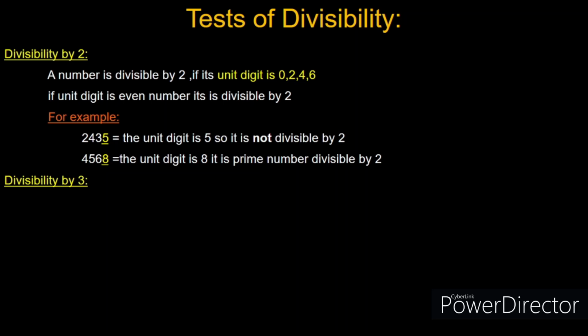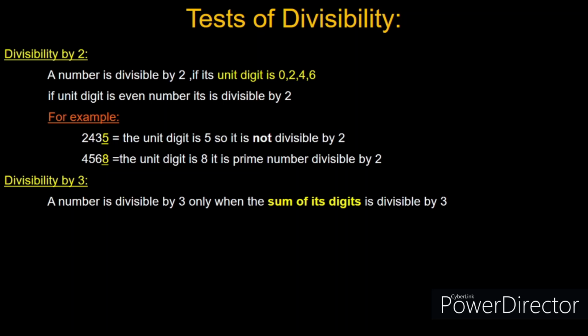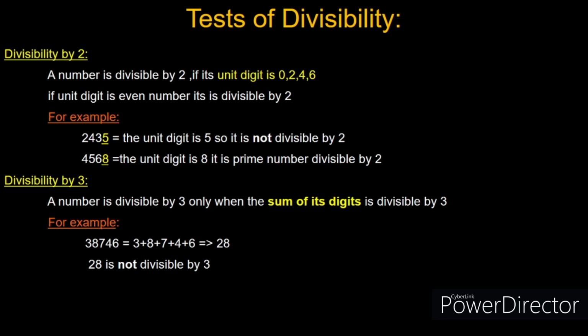Okay, divisibility by 3. A number is divisible by 3 only when the sum of its digits is divisible by 3. For example, 38746: 3 plus 8 plus 7 plus 4 plus 6 is equal to 28. Is 28 divisible by 3? No, definitely not. Next, 46692: 4 plus 6 plus 6 plus 9 plus 2 is equal to 27. Definitely, 27 is divisible by 3, right?